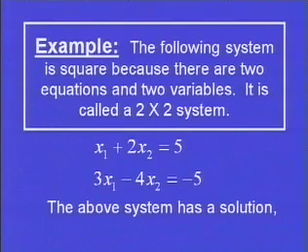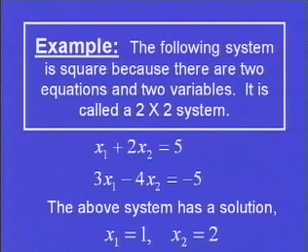This system does have a solution. x1 is 1, x2 is 2. You can check to see if it's a solution by plugging in the 1 for the x1 and the 2 for the x2. As you see, 1 plus 2 times 2 is 5. 3 times 1 minus 4 times 2 is negative 5. So this really is the solution.